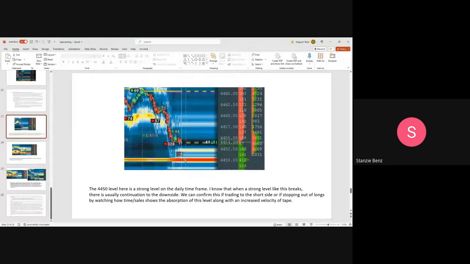Yeah, so this 4450 level, it's a big level. We want to see what tape does here. If tape speeds up while the price doesn't move, it's a good chance it's going to break, and we're going to see continuation down. Let's see what happens. I'm going to share my other screen.